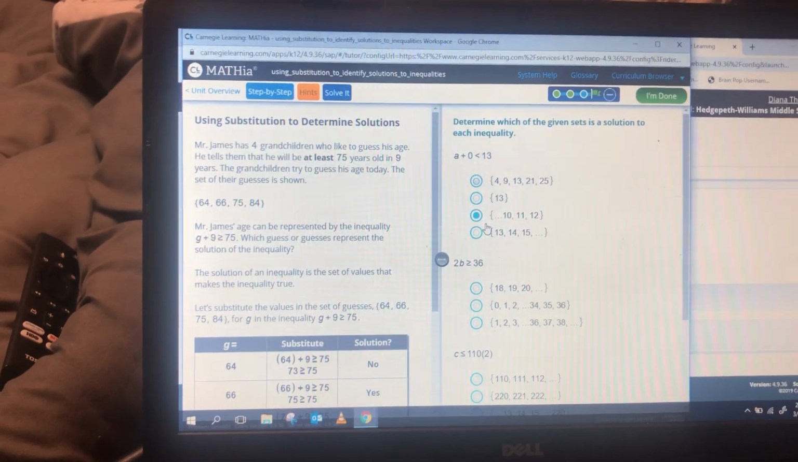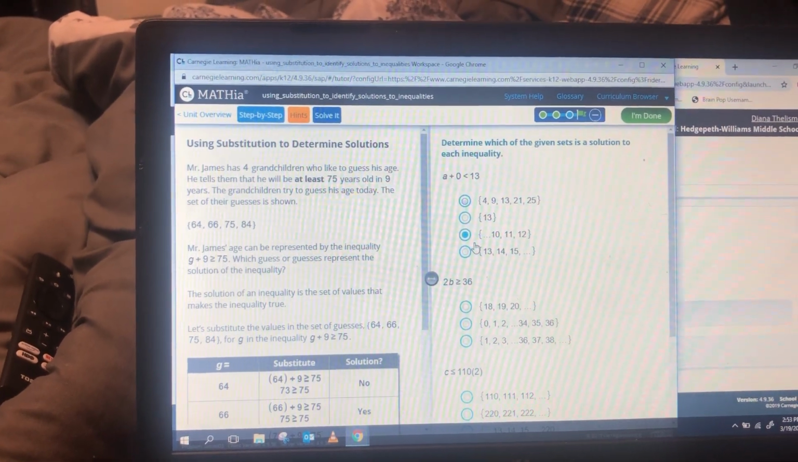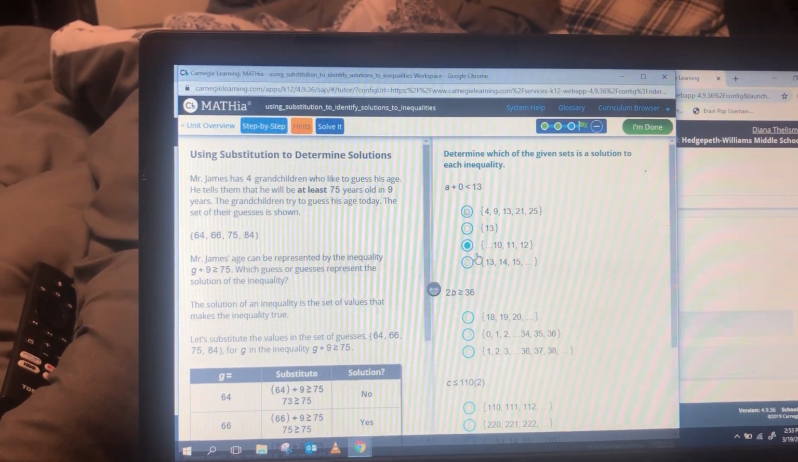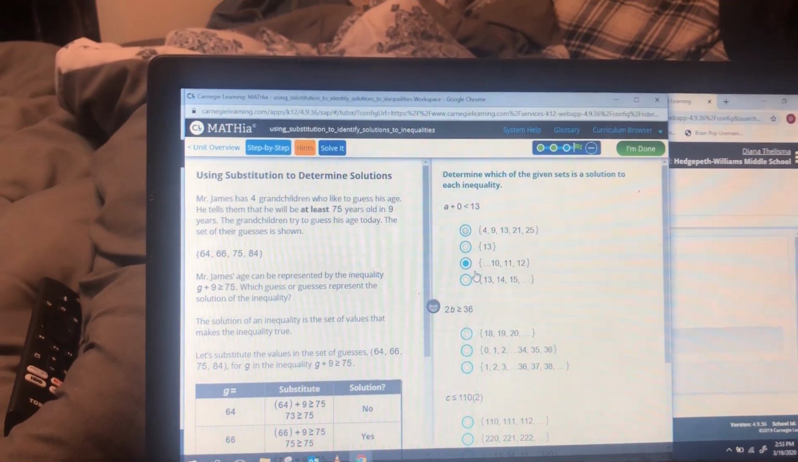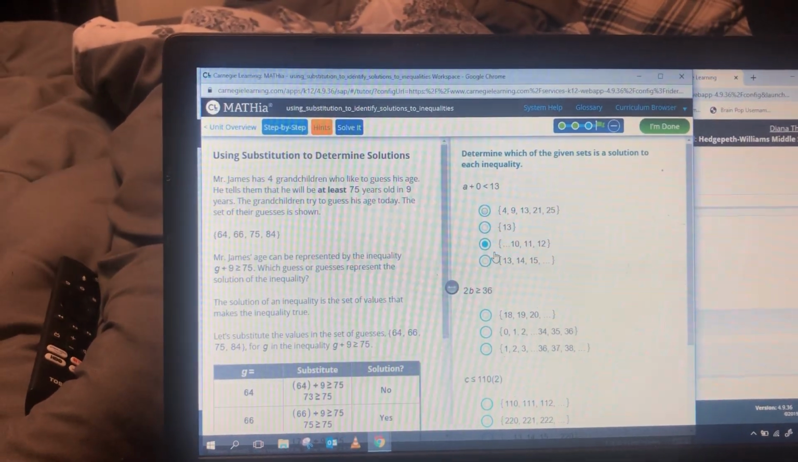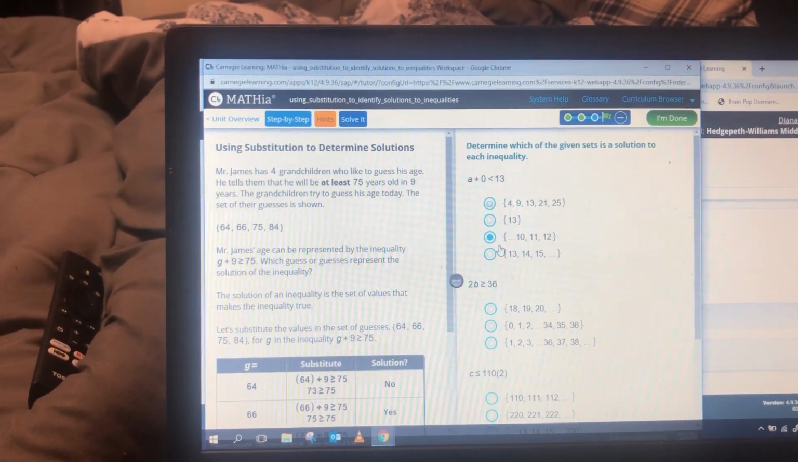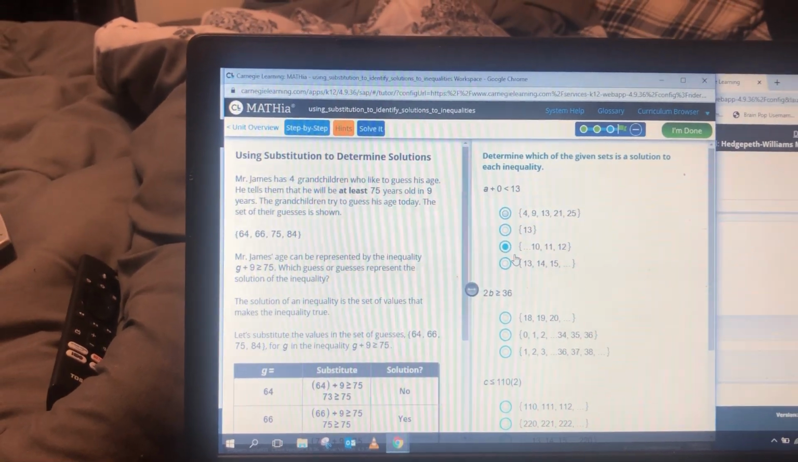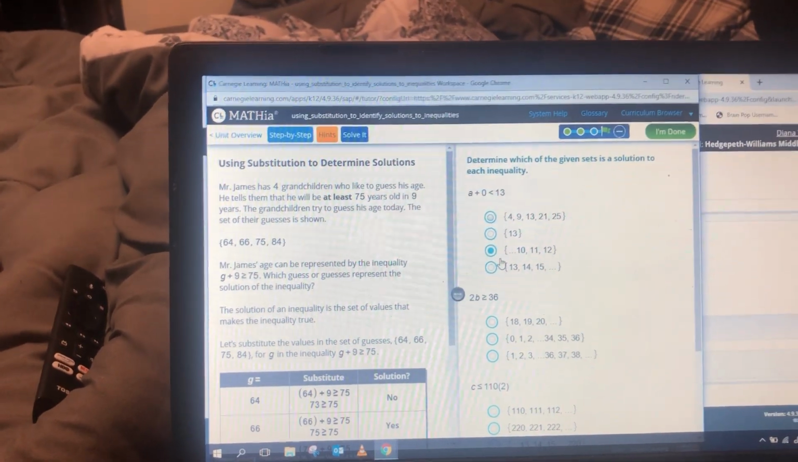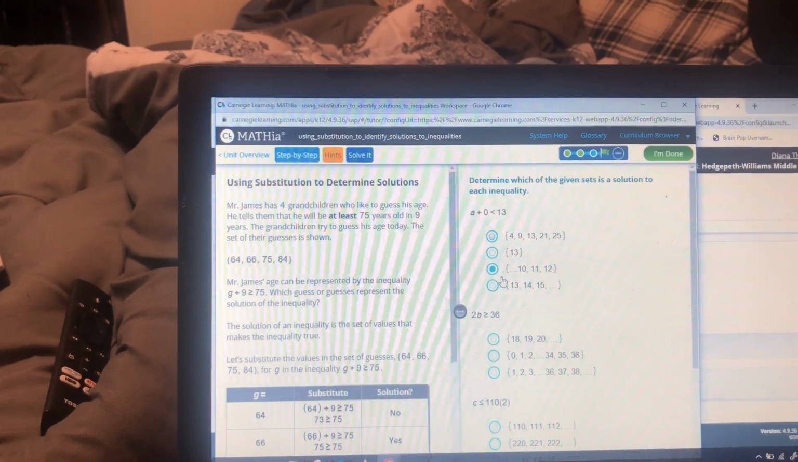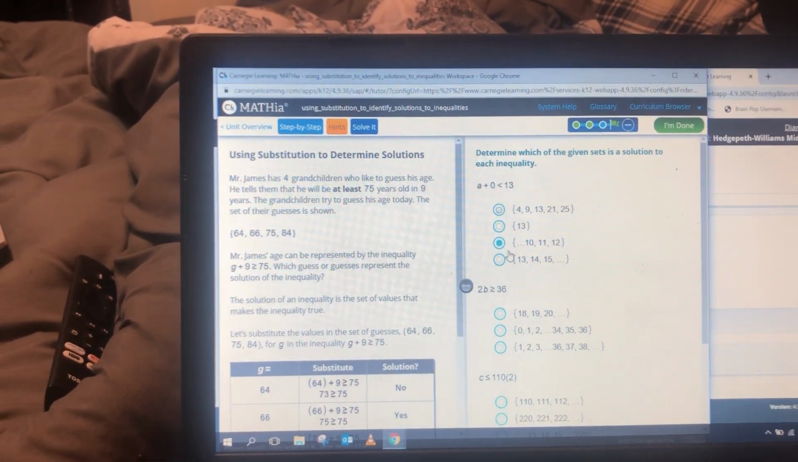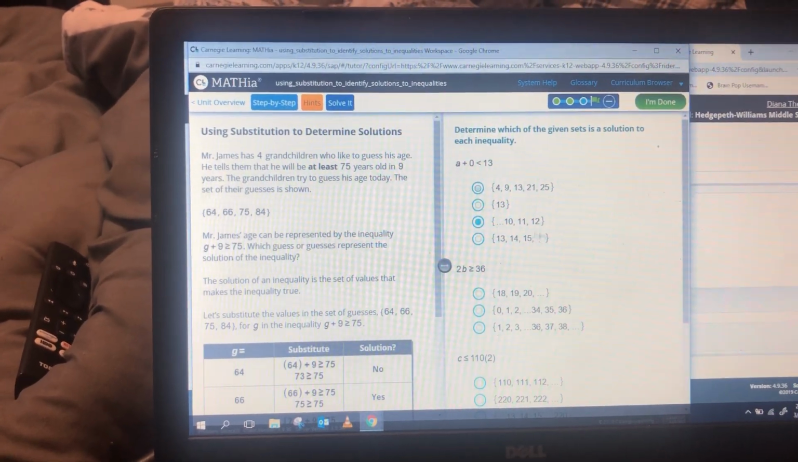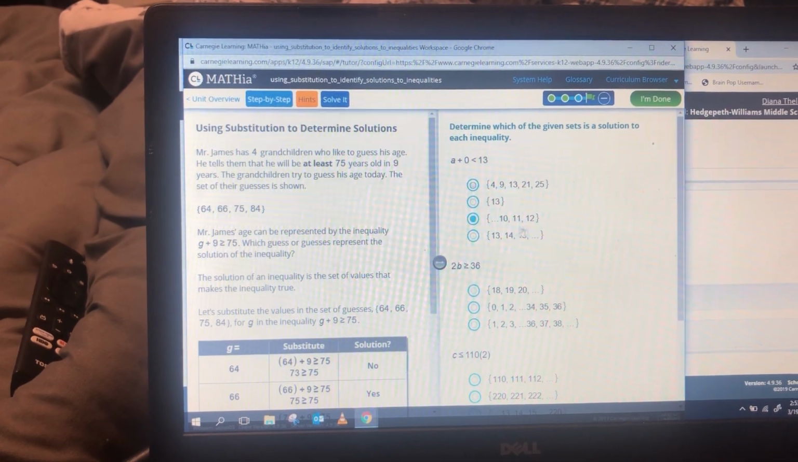9 is a solution for A plus 0, because if I said 9 was A, 9 plus 0 would be less than 13. 9 plus 0 is 9. 9 is less than 13. 8 plus 0 is 8. 8 is less than 13. So this would be a good choice.